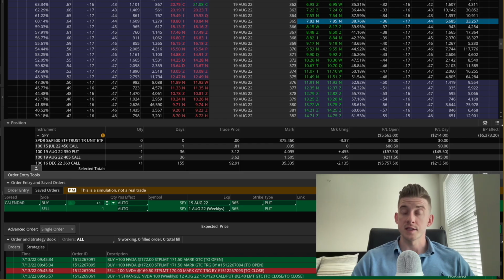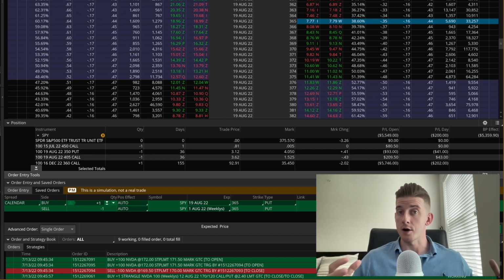So there you go. That's the purpose of the short option component of a calendar spread. It mostly just serves to offset the time decay on the long put option. But because the short option is in a nearer term expiration cycle, that's what allows the entire position, right, the full calendar spread, to still make money from an increase in implied volatility and also not be impacted by time decay.